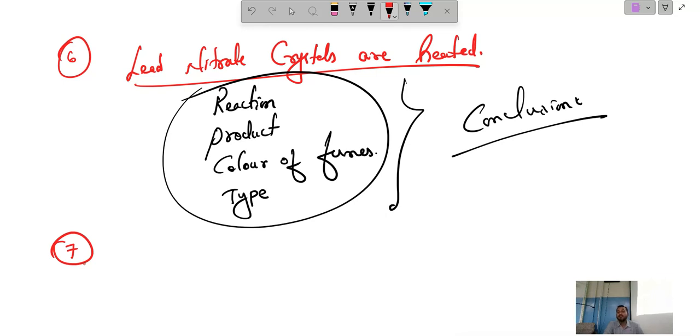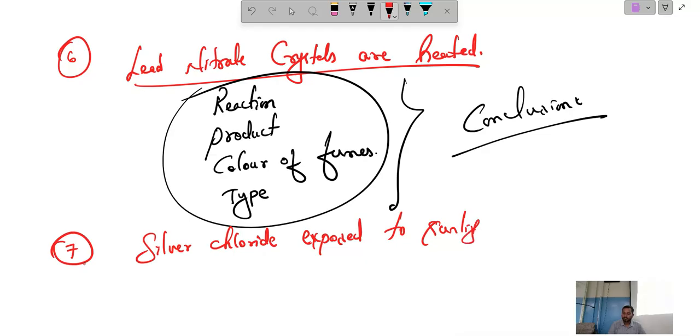Silver chloride exposed to sunlight. I think this question is already there in your textbook, in the exercise questions of chapter 1. You can see over there also.